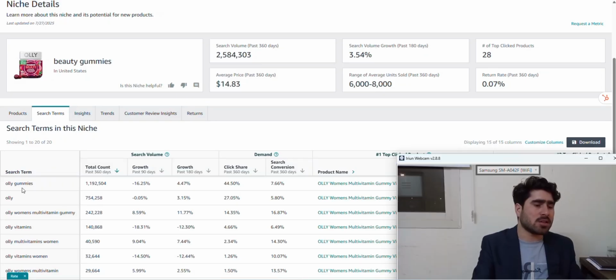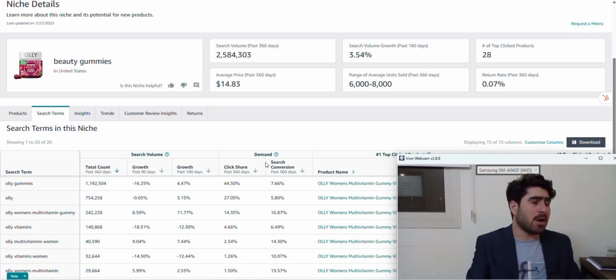Search: this is the search term customers search per that keyword, and the total count for the past 60 days and a growth rate, past 90 days and a growth rate, and past 180 days. So here is the demand. So click share and search to conversion.